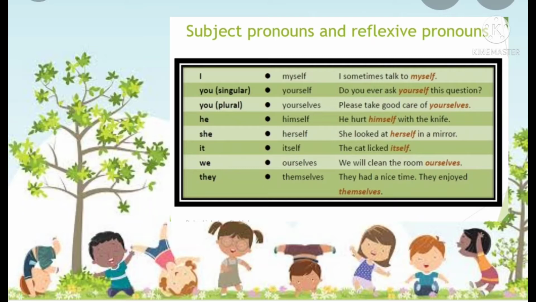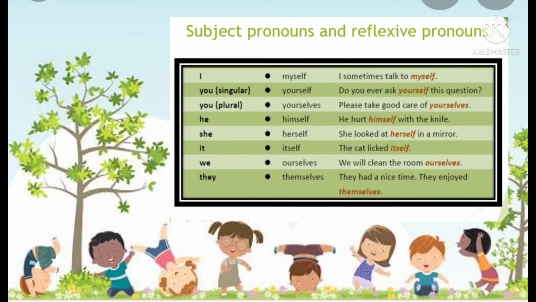VES is added to make it plural. For example, please take good care of yourselves. Here, you is changed to yourself when used in plural. He is changed to himself. For example, he hurt himself with the knife. She is changed to herself. She looked at herself in the mirror. It is changed to itself. The cat licked itself.